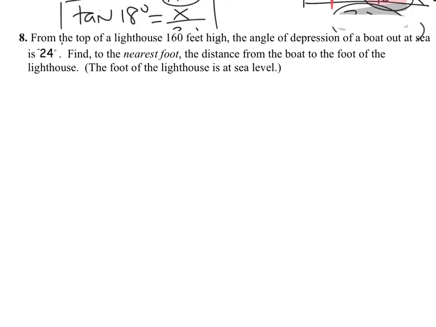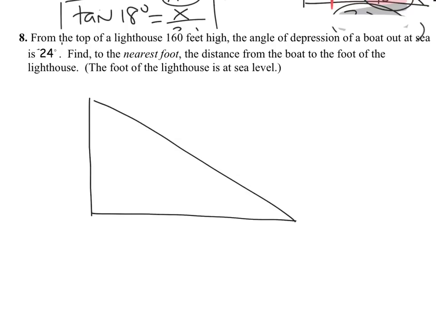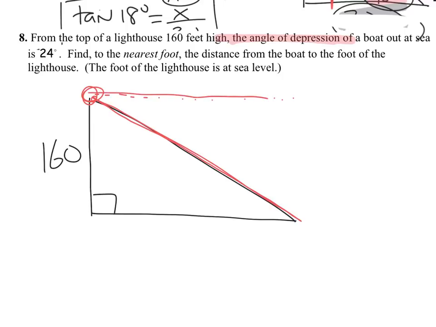Problem 8, from the top of a lighthouse 160 feet high. So we have our lighthouse 160 feet high. The angle of depression. Now, the angle of depression officially is the angle that's formed from the top of something looking directly parallel out above the ground. So this angle right here is the angle of depression.